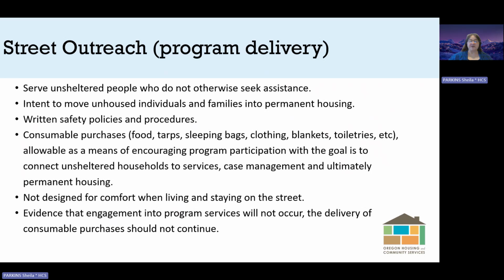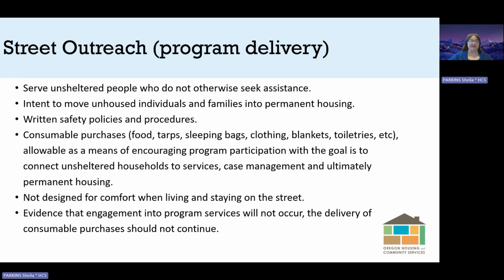The intent is not to provide services to make them comfortable living outside, but the focus must be to move unhoused individuals and families into permanent housing. OHCS encourages grantees to use a multidisciplinary approach and partner with other organizations that can assist the unsheltered population. Subgrantees must have written policies and procedures for how safety will be maintained for outreach workers when delivering services. More information about what should be included in that policy is available in the manual.